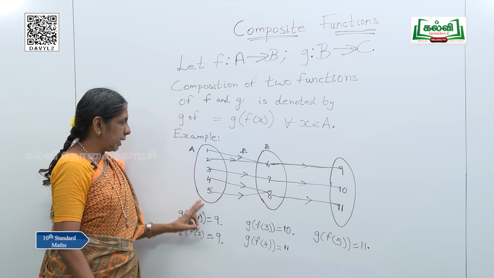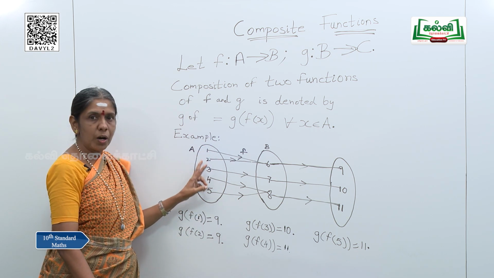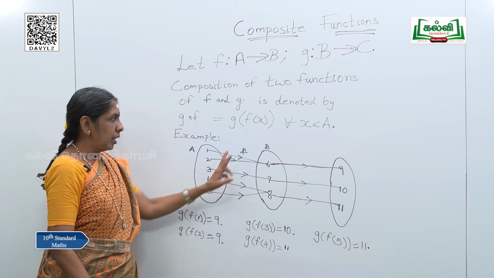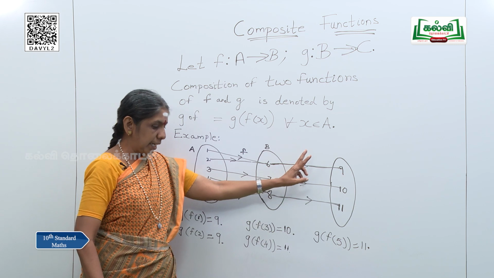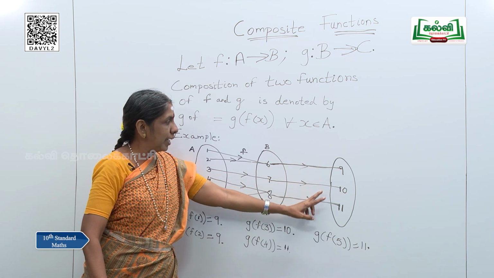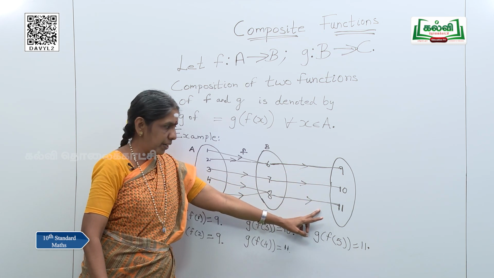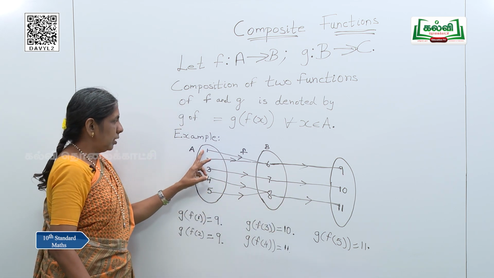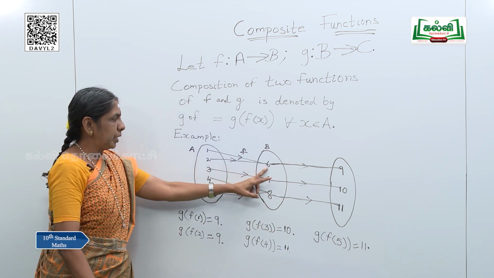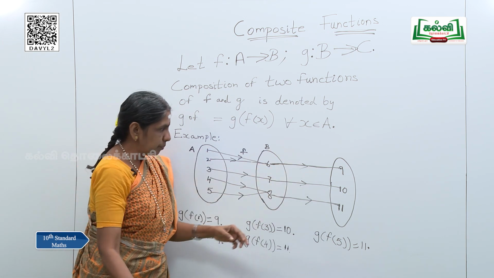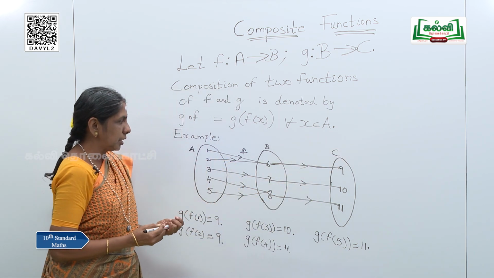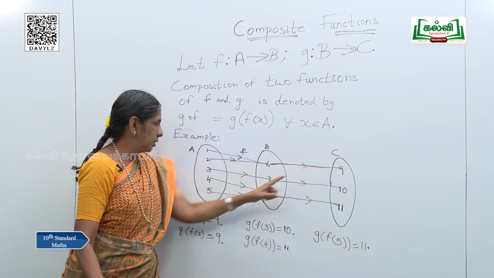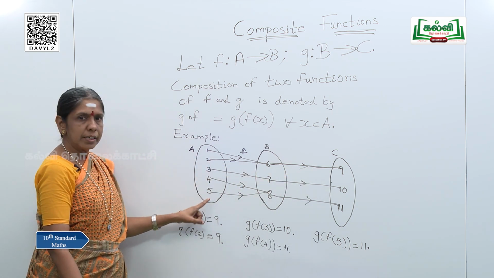Example, let A be the set of elements 1, 2, 3, 4, 5 and let B be the set of elements 6, 7, 8 and let C be the set of elements 9, 10, 11. Now, from A to B, 1 is mapped to 6 and from B to C, 6 is mapped to 9. Same way, similarly, the other elements.